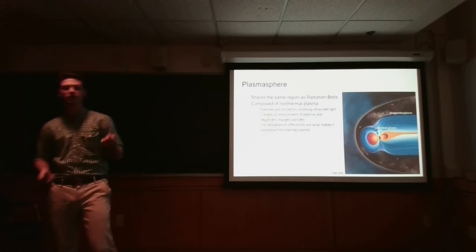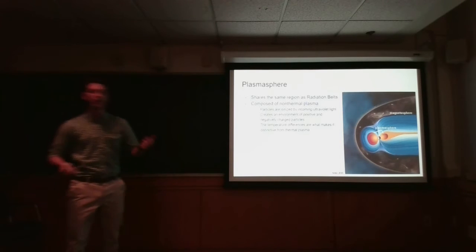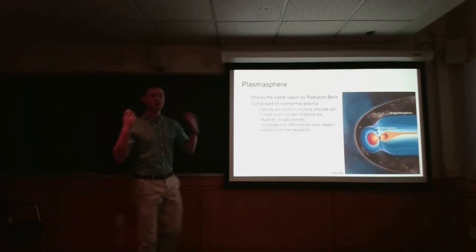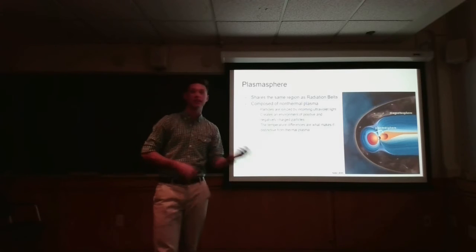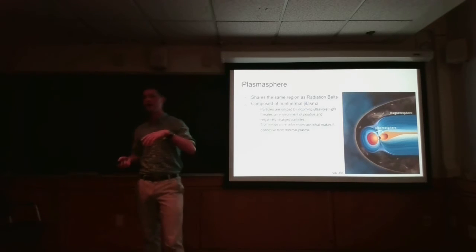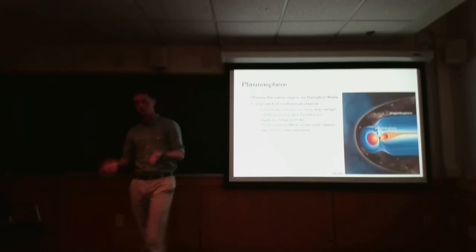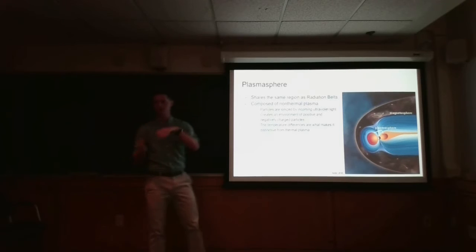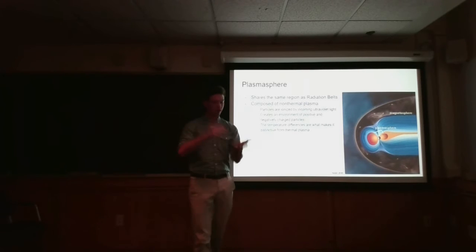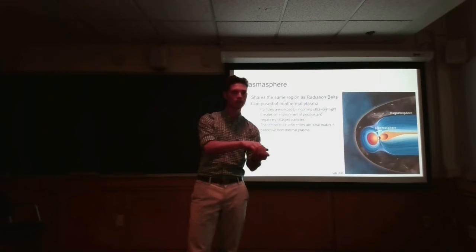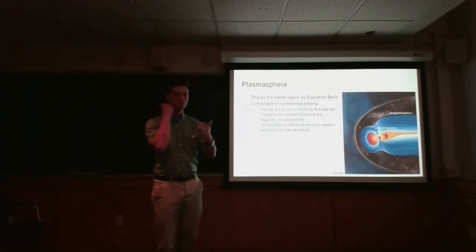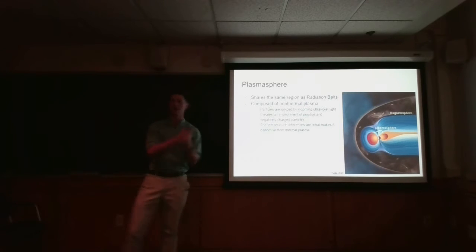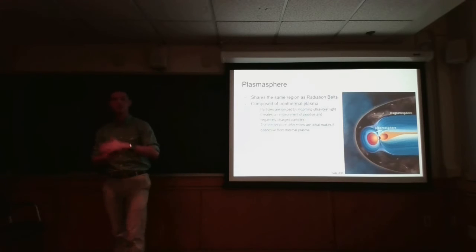The next region that I would like to discuss is the plasmasphere. This is where we find what is known as non-thermal plasma. It's in the same region, the same area as the radiation belts, but this plasma is what I really want to start discussing with you. So you have these solar wind particles trapped, and they're bombarded by ultraviolet light and other rays coming from the sun and the rest of the universe.